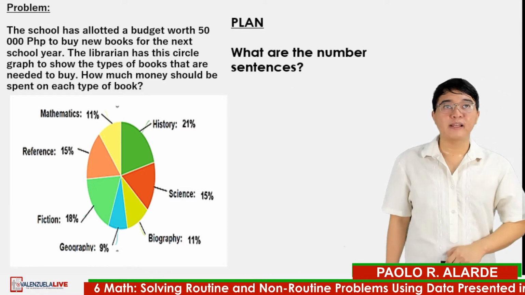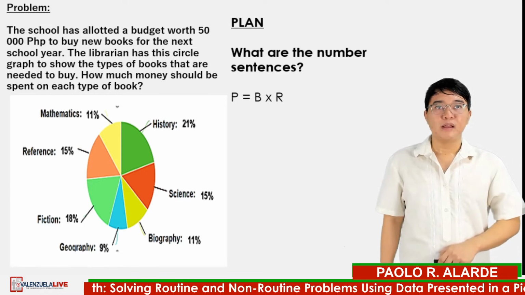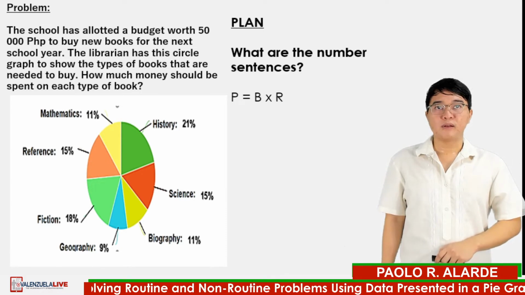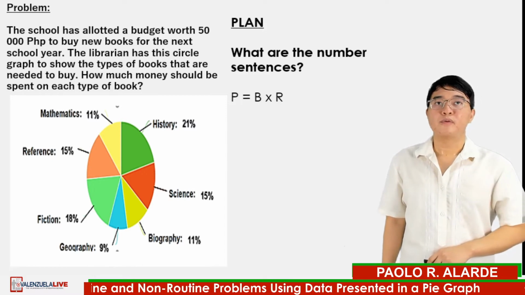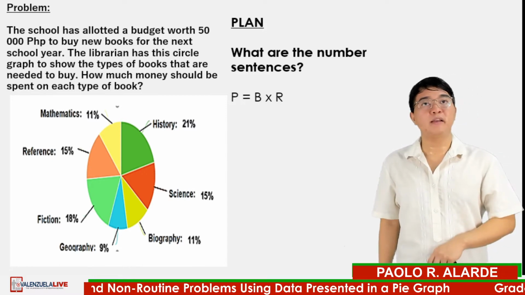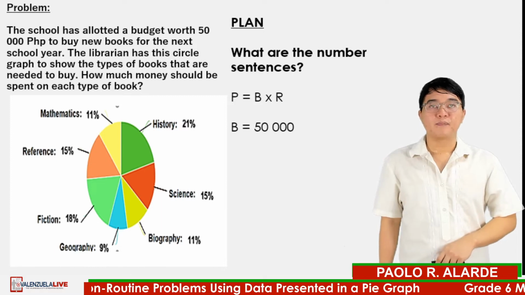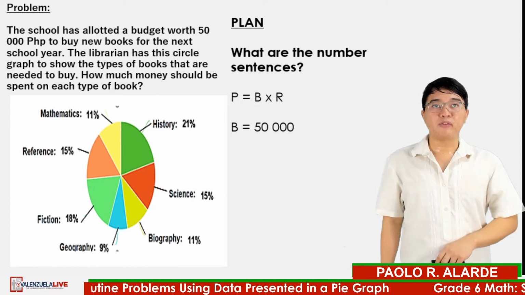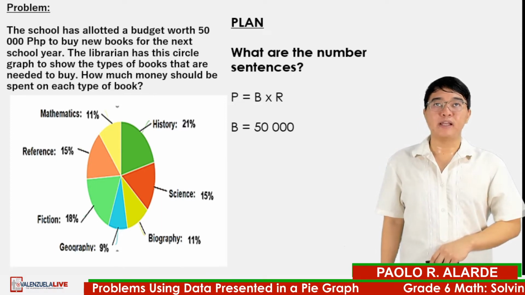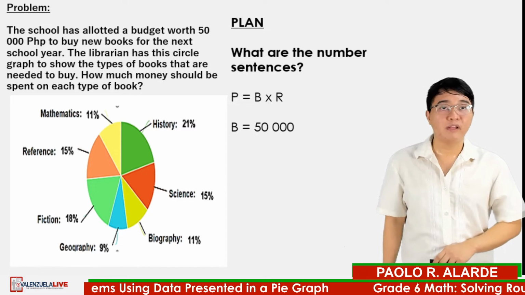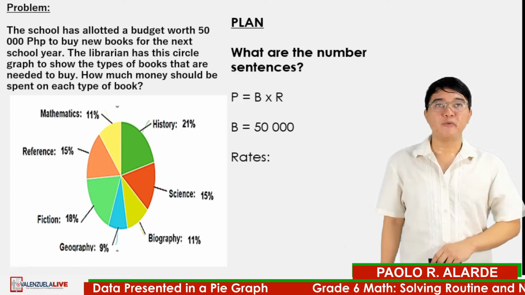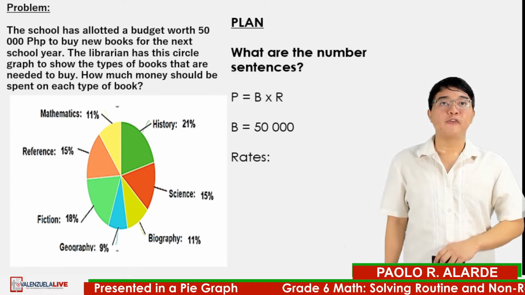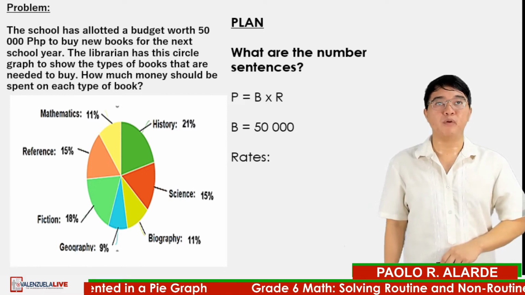Okay. Let us first identify. The formula is P equals B times R, where P is the percentage, B is the base, and R is the rate. Our B, or our base, would be the total allocated budget, which is the 50,000 pesos. What about the rates? There will be different rates for each type of book.